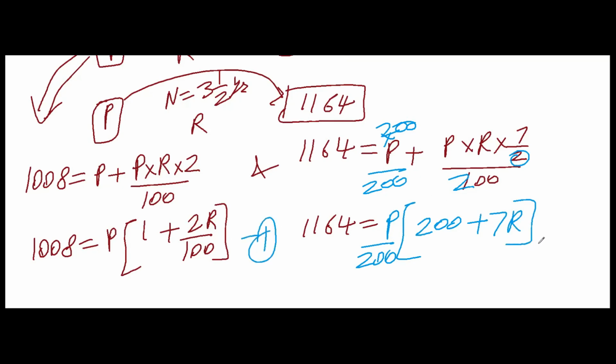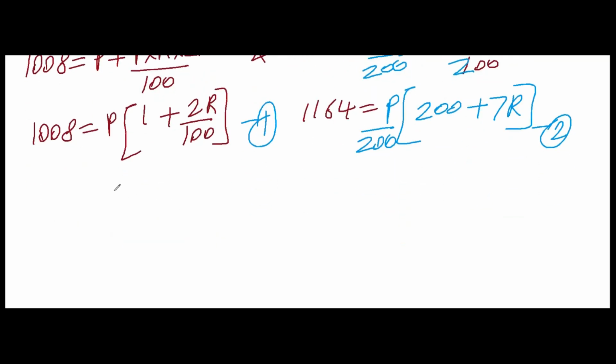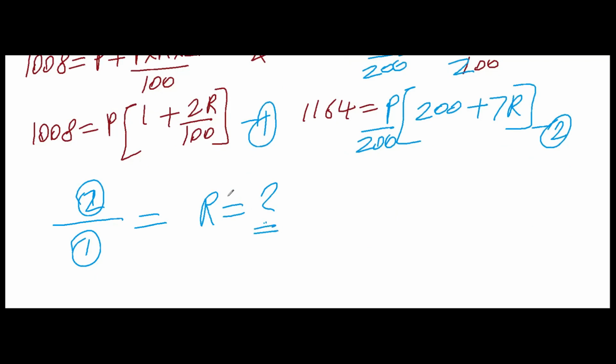Now this is my equation 1 and this is my equation 2. Now when you solve equation 2 divided by equation 1, okay, this P and P will get cancelled, and whatever equation you get, when you solve this, you will get the value of R. When you substitute the value of R in either equation 1 or equation 2, you will get the principal. That's what is asked. So principal sum invested you have got, and rate of interest also you have got.